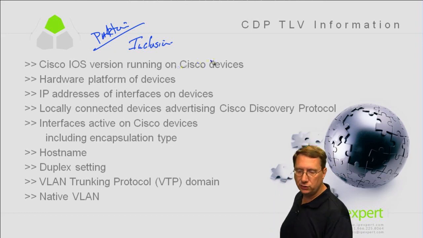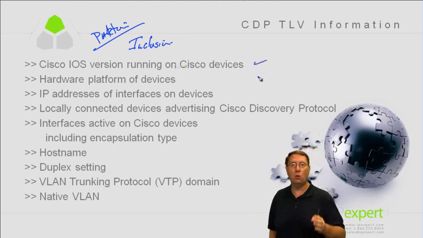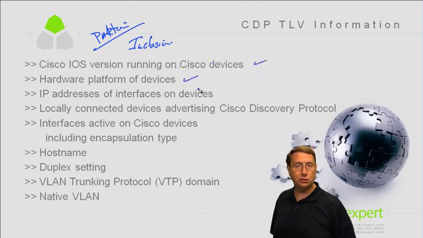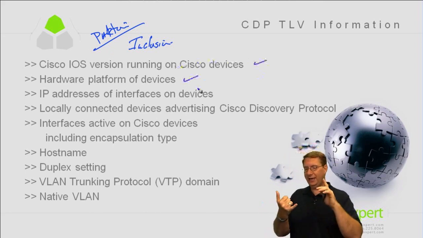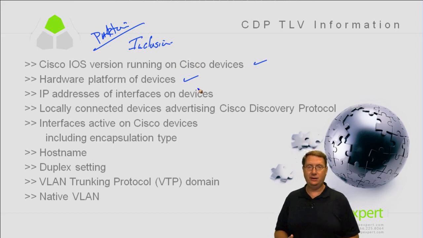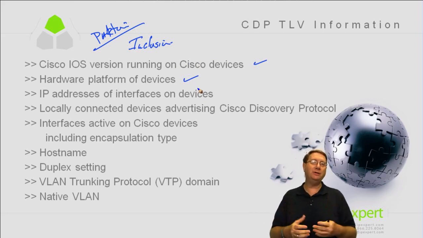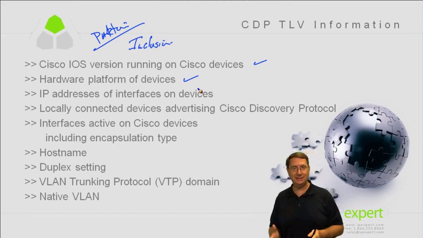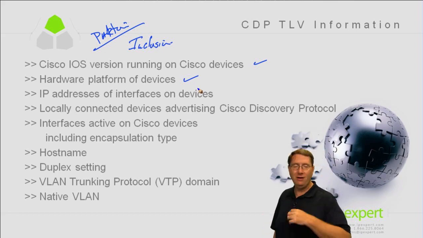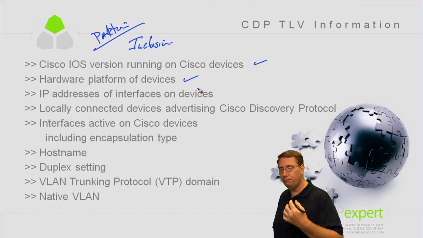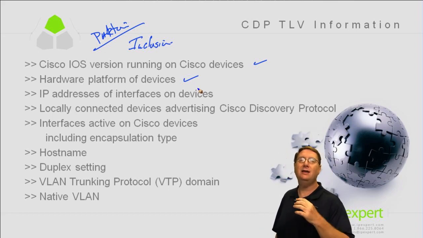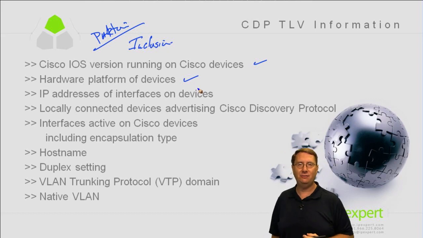But recognize that it's going to exchange information about iOS. What version of iOS is my neighbor running? It's going to give me the nature of that particular device. Is it a 2900? Is it an 1800? Is it a 2811? What particular type of hardware platform am I connected to? Because that could also be significant. We have platform issues. We have platform bug related problems. So looking at that and knowing it, again, it's going to be CDP that can give me that information.